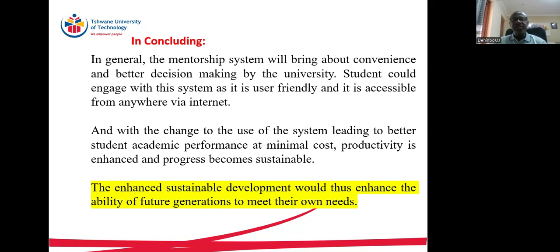So with this change to the use of a system leading to better student academic performance at minimal cost, we assume that productivity is enhanced and programs are going to become sustainable. So the enhanced sustainable development will thus enhance the ability of future generations to meet their own needs.